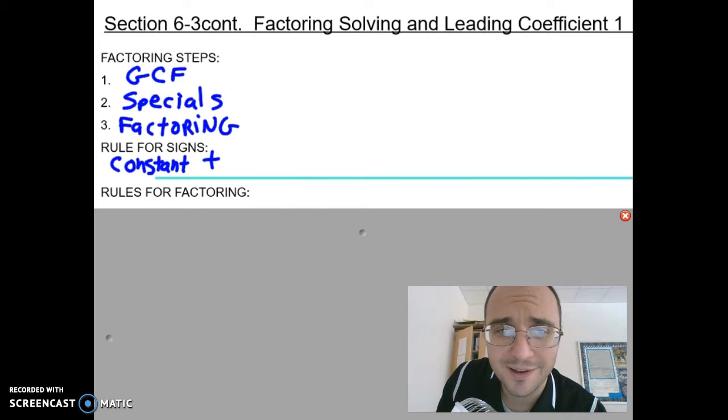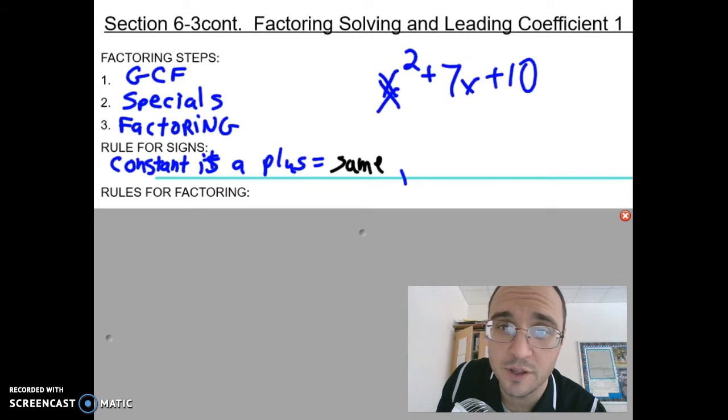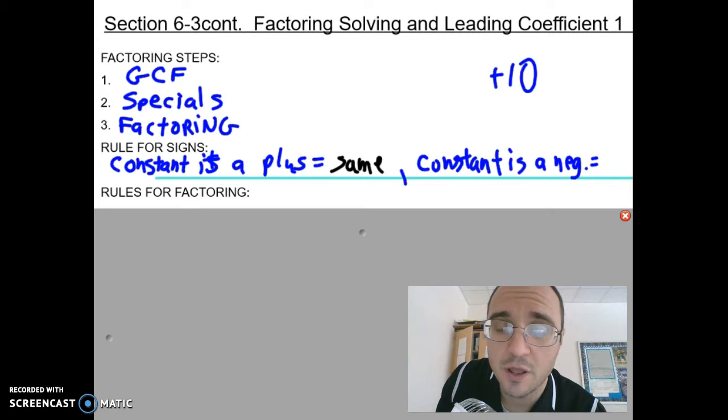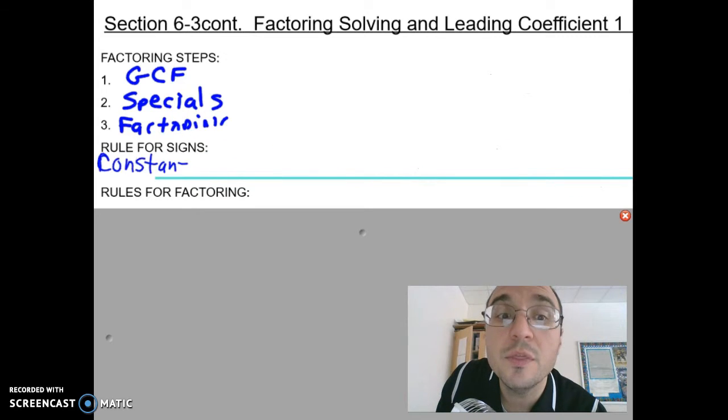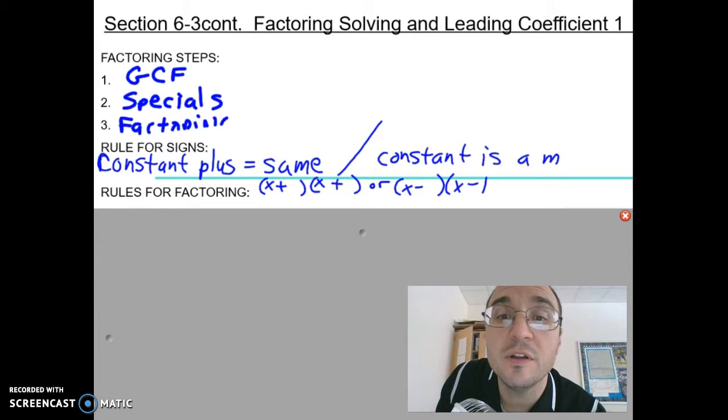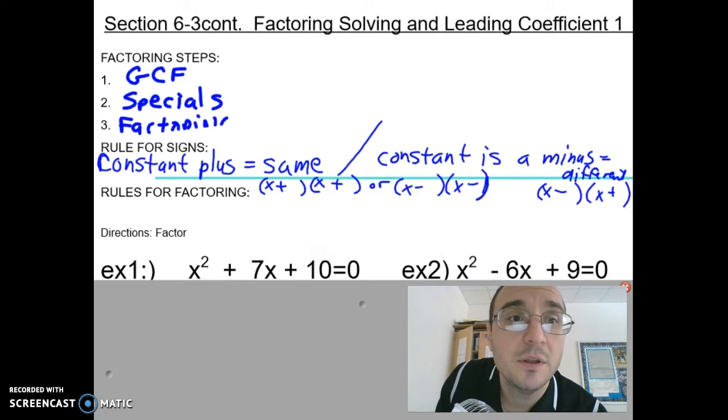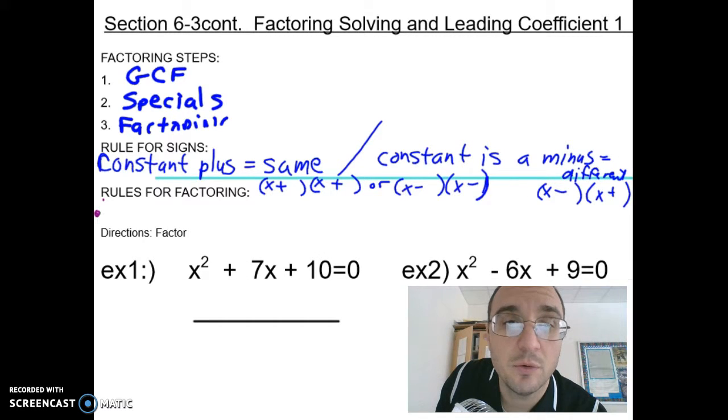The rules for factoring the constant: if the constant has a plus sign, we determined it's going to be the same signs. If the constant is negative, we determined they're going to be different signs. So constant plus, same signs. Constant minus, different signs.